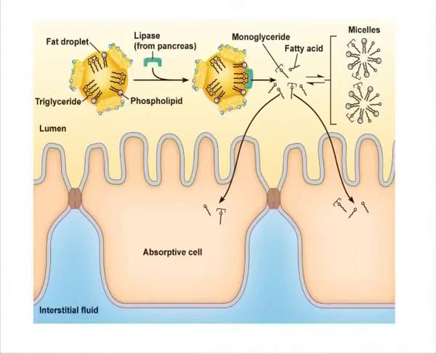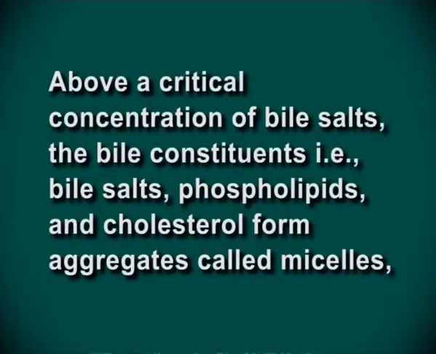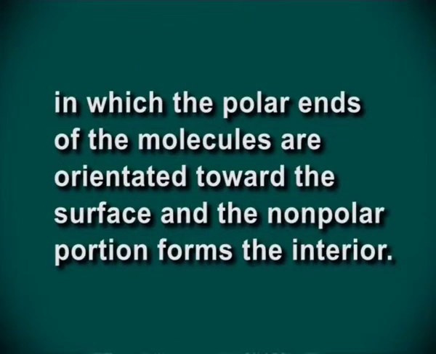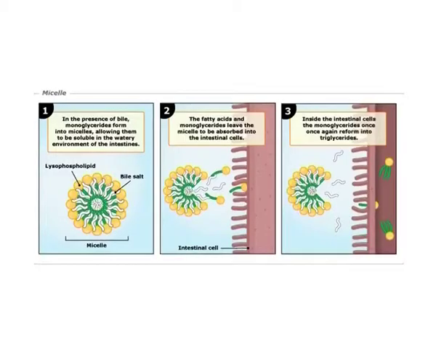Pancreatic lipase hydrolyzes triglycerides at the 1 and 3 position, yielding 2-monoglycerides and free fatty acids. During their detergent action, bile salts exist as individual molecules. Above a critical concentration of bile salts, the bile constituents, that is bile salts, phospholipids and cholesterol, form aggregates called micelles, in which the polar ends of the molecules are oriented towards the surface and the non-polar portion forms the interior. The picture of micelles is displayed on the screen.